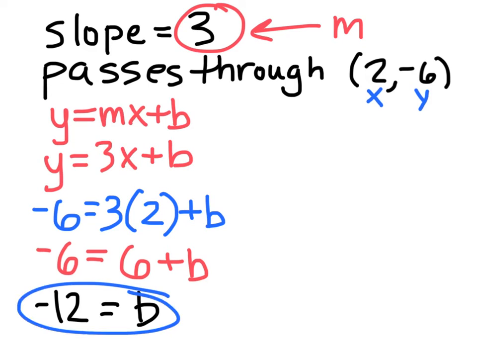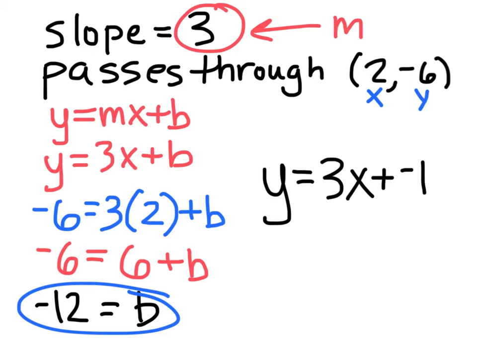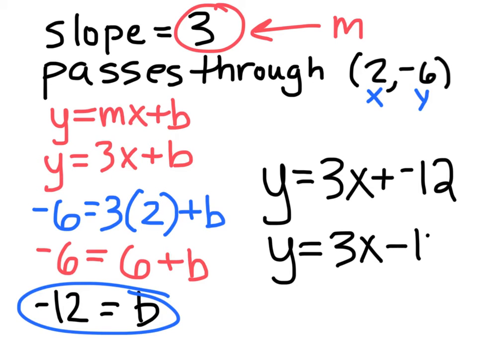So b is -12, and our slope we already had, which was 3. So now we can write our equation. y equals 3x plus -12, or y equals 3x minus 12.